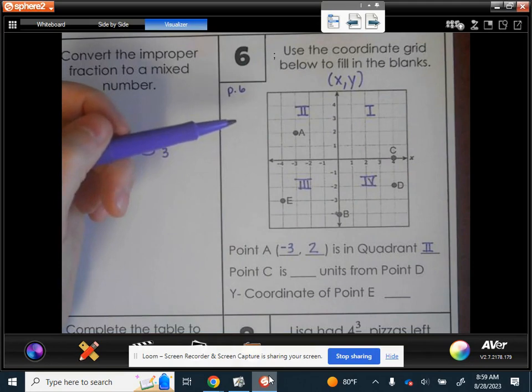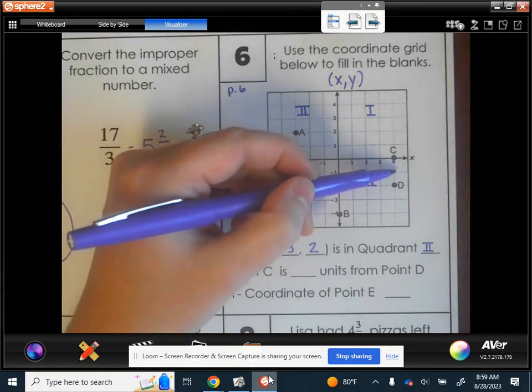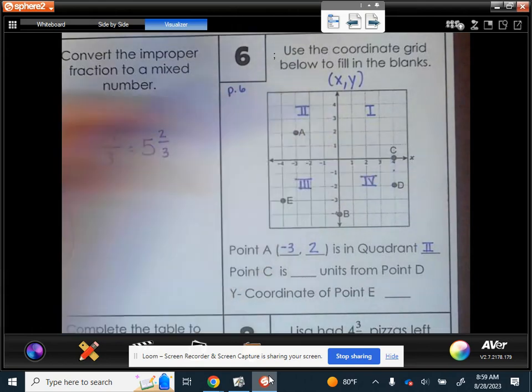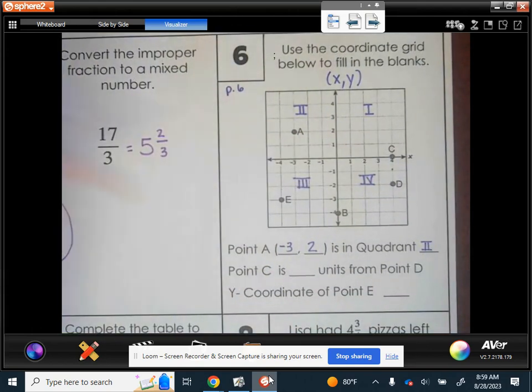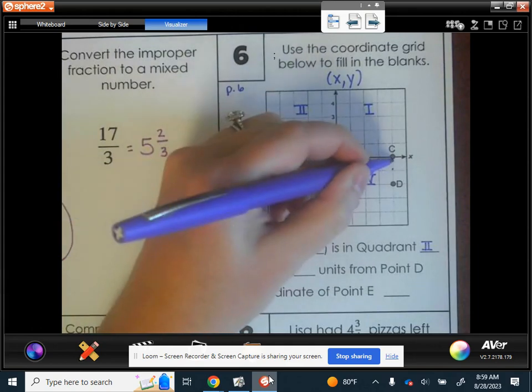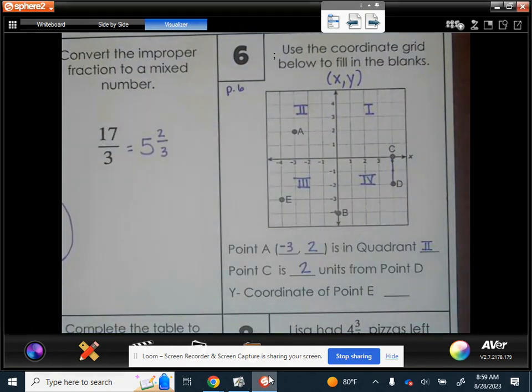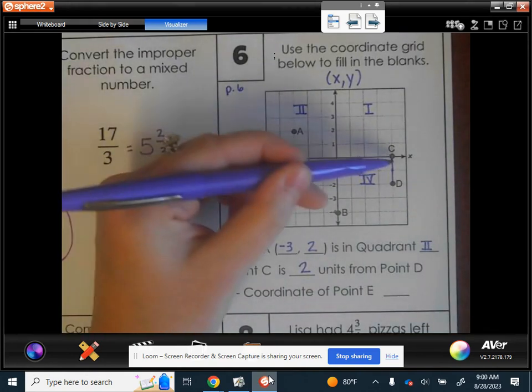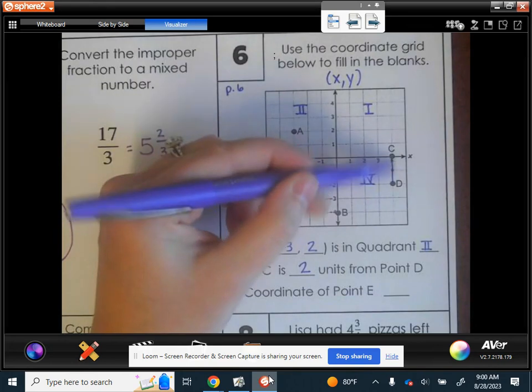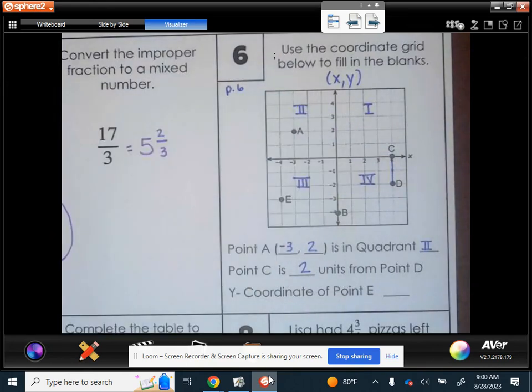Now we want to know how many units point C is from point D. Units is just how many spaces away, basically. So point C to point D, we go 1, 2. So it's 2 units. And it is 2 units vertically. So if it went this way, that would be horizontally. But this one is 2 units away vertically.